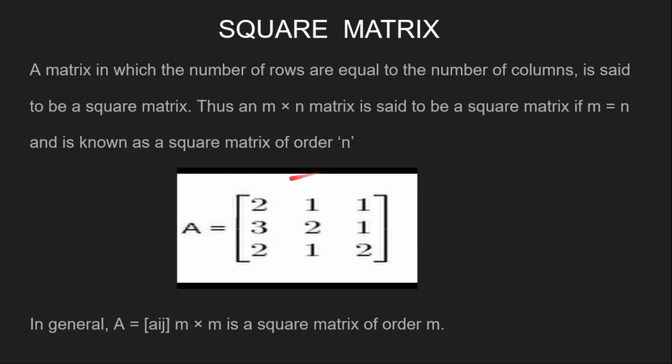Here is a given example of that matrix. As you are seeing here, there are three vertical lines, so you can say three columns. Three horizontal lines are also here, so there are three rows also, so you can say m is equal to n. So we can say that this matrix is a square matrix of order m. It is 3 cross 3, so this given example is a square matrix of order 3.